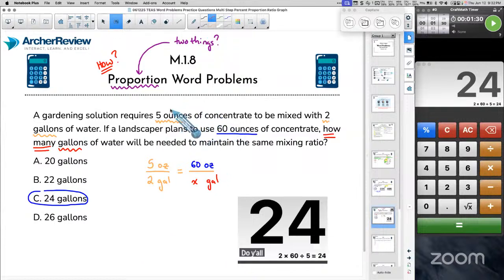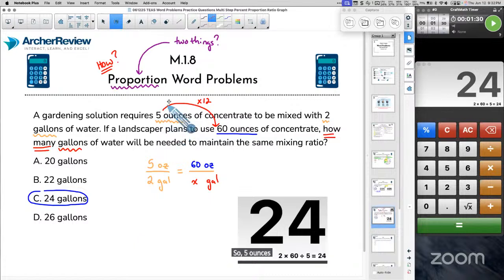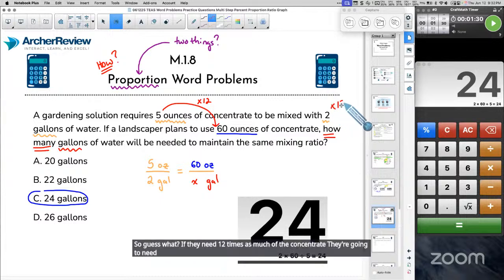Do y'all notice the 5 ounces versus the 60 ounces? Did y'all notice that the 60 is 12 times as much? So from 5 ounces, we need 12 times as much. That landscaper needs 12 times as much. So guess what? If they need 12 times as much of the concentrate, they're going to need 12 times as many gallons. Ooh, do y'all see that? 2 times 12 is 24, same answer.